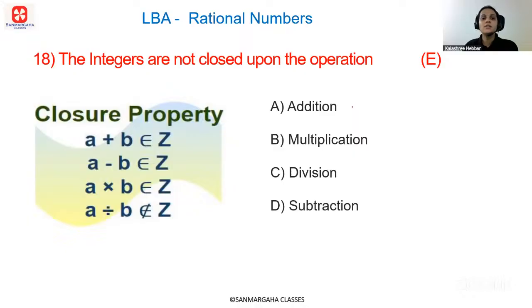The integers are not closed upon the operation: A. Addition, B. Multiplication, C. Division, D. Subtraction. Let us consider any two integers, a as 2 and b as minus 3. Now addition: 2 plus minus 3 is minus 1, which belongs to Z.